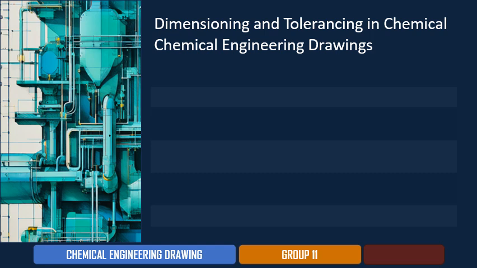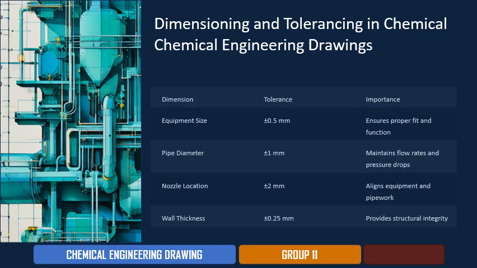Dimensioning and tolerancing, the last thing we will look at in this course. So, as you can see, it has been shown here the equipment size, the tolerance, the dimension, the tolerance, and the importance of how it should be.